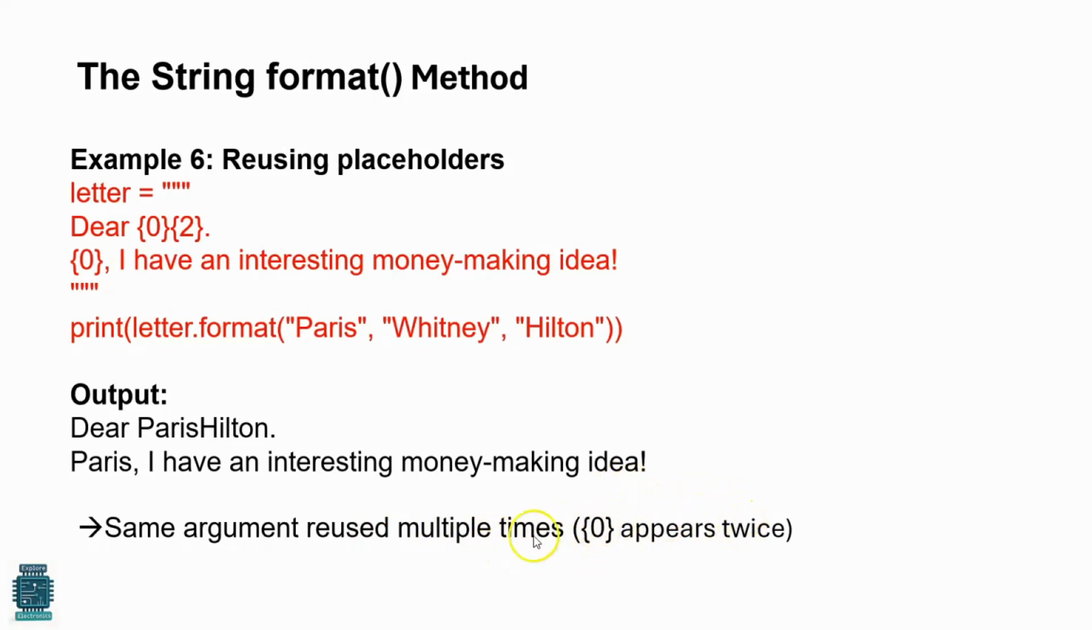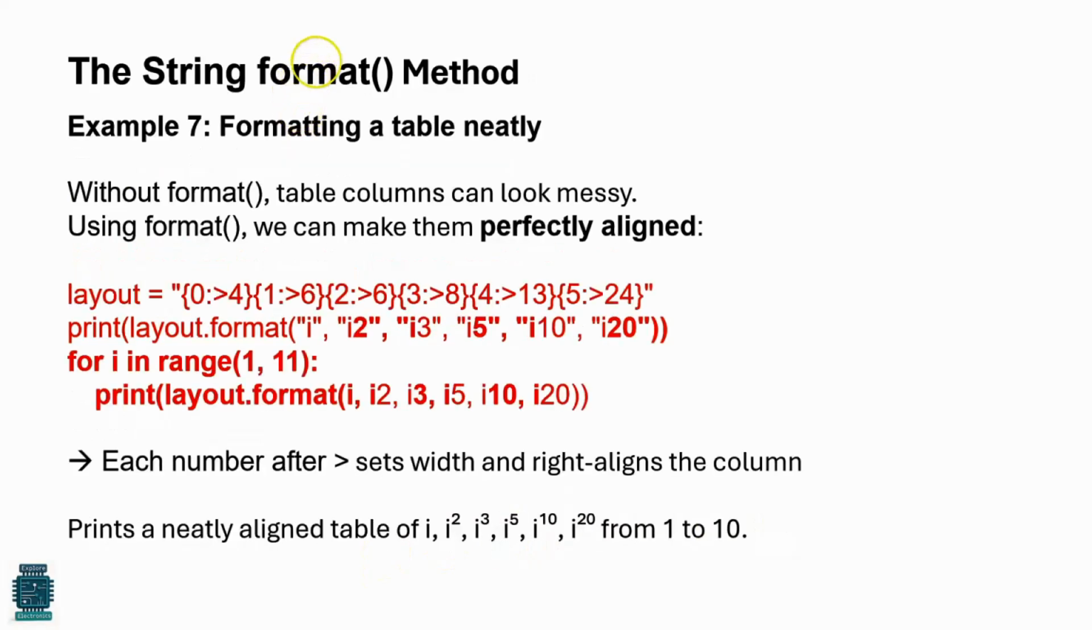Very clear with this? We can format a table by using the format method, which makes it very simple and perfectly aligned. Without the format method, table columns can look messy. That's why by using the format method, we can make them perfectly aligned. This is why we use format methods in formatting tables neatly.